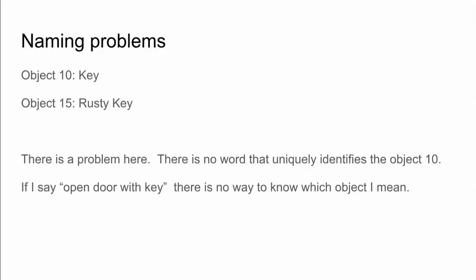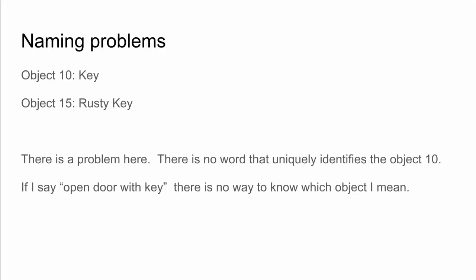So the way to get around that in this situation would be to name object 10 like the old key, the small key, the steel key, the skeleton key, so that there's a word that uniquely maps to object 10. So let's say you type get skeleton key. Well, if the rusty key is there too, the word key applies to both objects, so that's okay. But the word skeleton only applies to object 10. So now the parser can figure out, okay, you mean object 10. And so there's an example.